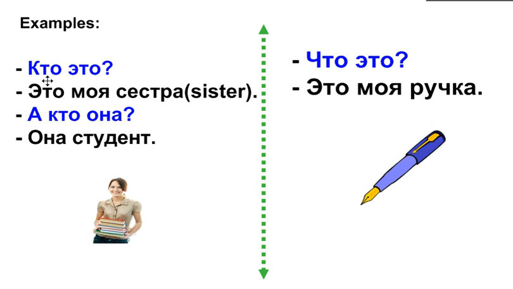So the difference between "кто это" and "кто она": with "кто это", you just want to know who it is. And this is a more specific question. Who is she? What is she doing? What does she do for a living? Она студент.